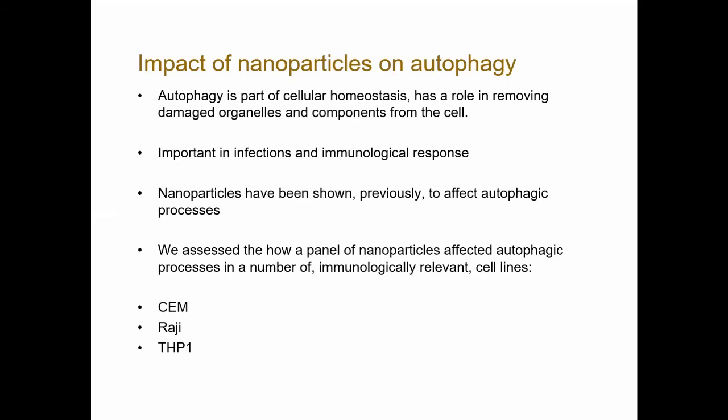Within the field, we know that lots of different types of nanoparticles have previously been shown to affect autophagic processes, whether that's inhibition of autophagic flux, an increase in autophagic flux, or disruption of autophagosomes. There are lots of examples in the literature. So what we did is we assessed a broad panel of nanoparticle types of different sizes, charges and classes, inorganic, polymeric, polystyrene as well, in a system that we optimized, where we measured autophagic flux. We did that in a number of different cell lines: CEMs, which are T cells, RAJIs, which are a B cell-like line, and THP1s, which are a monocytic cell line.